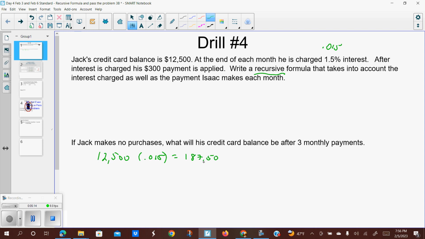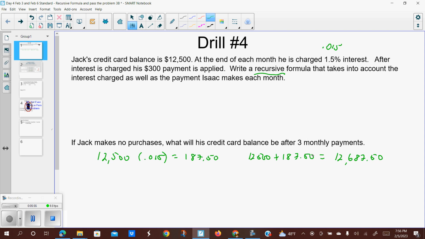So that's the amount of money that they're going to charge us for not paying off that credit card right away. So basically, that money is going to get added onto the $12,500. So our new balance is going to be $12,500 plus $187.50, which works out to be $12,687.50. Make that a 50, it looks better. Not great, but still good enough.